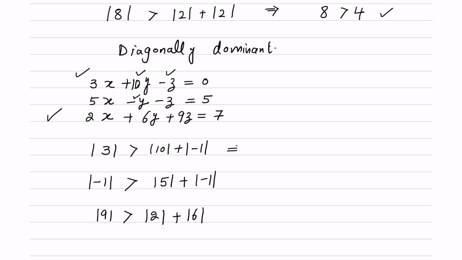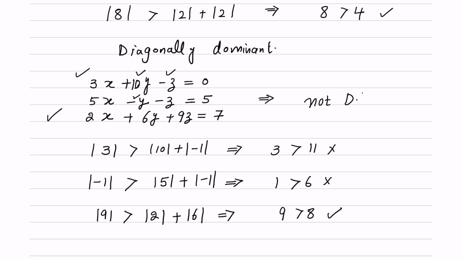Let's check the first condition. It says that 3 should be greater than 11 because minus 1 absolute is 1, and 1 plus 10 is 11. The second inequality says that 1 should be greater than 6. And the third inequality says that 9 should be greater than 8. Only the last inequality is true, but the first two inequalities are not true. So we will say that this given system is not diagonally dominant.